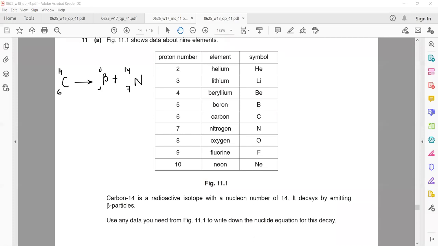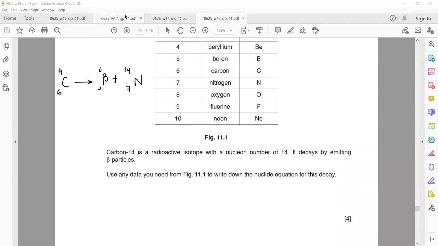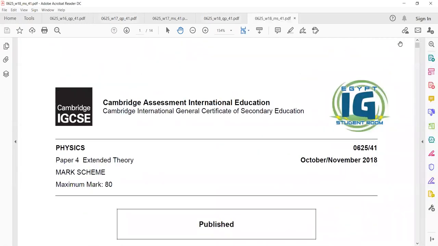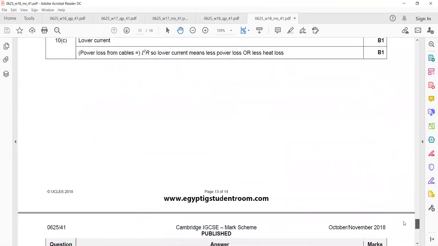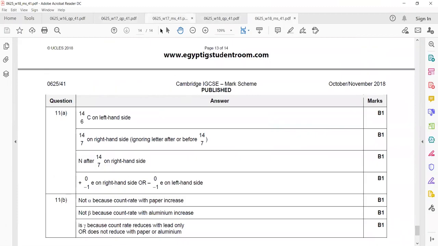So you can see this question, it's a very simple question and the weightage is 4 marks. The distribution of the marks I will show. One mark is for completing carbon. One mark is for writing 14 and 7. Nitrogen is there, and for beta or electron, write 0 and -1.